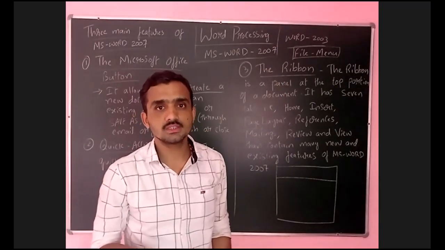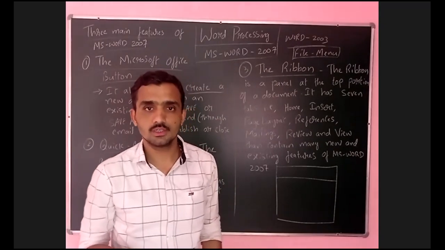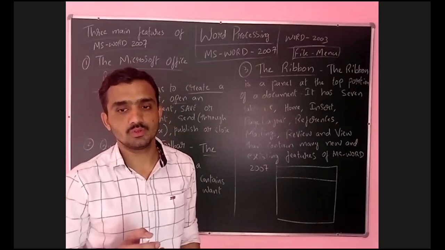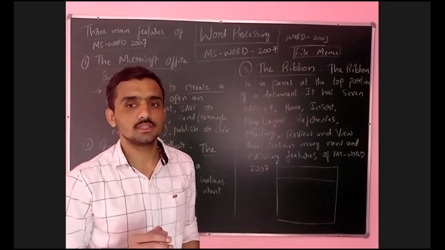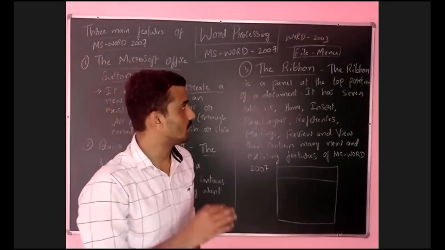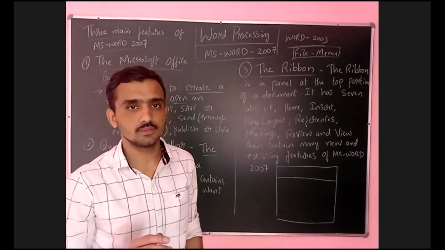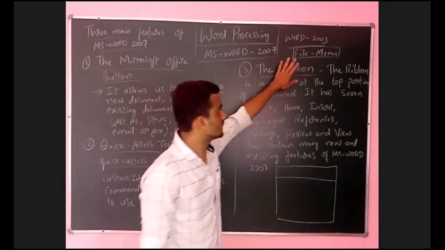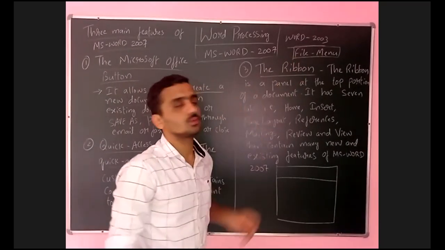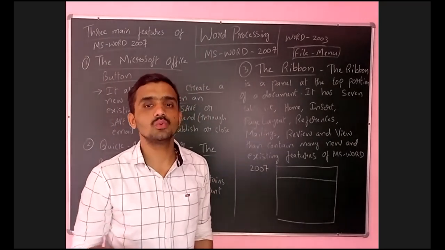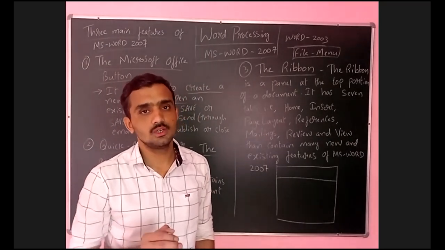Some common things are creating a document, saving the document, printing the document. These are present in the file menu as well as in the Microsoft Office button of Word 2007. So the file menu in the 2003 version, the Office button in the 2007 version. In addition to that, some new features have been added to the Office button.